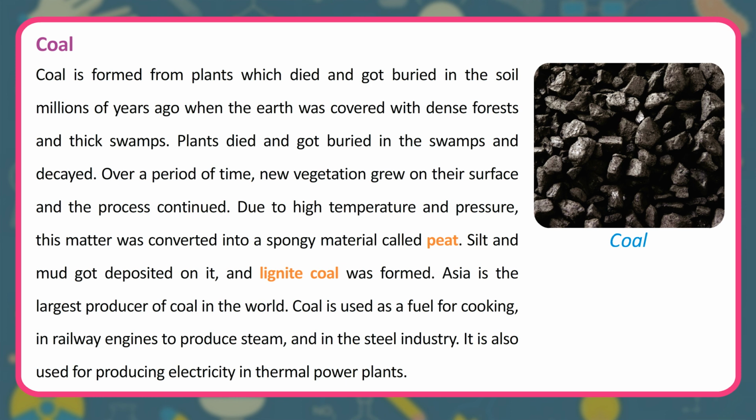Asia is the largest producer of coal in the world. Coal is used as a fuel for cooking, in railway engines to produce steam, and in the steel industry. It is also used for producing electricity in thermal power plants.